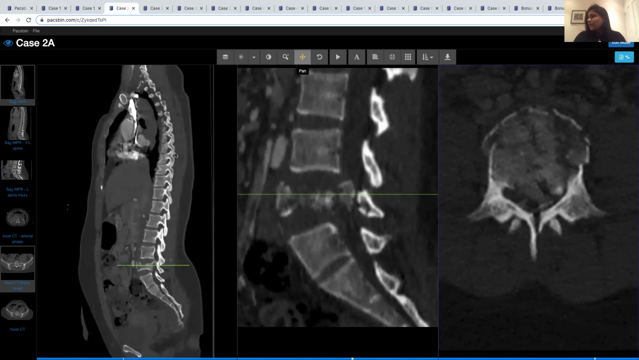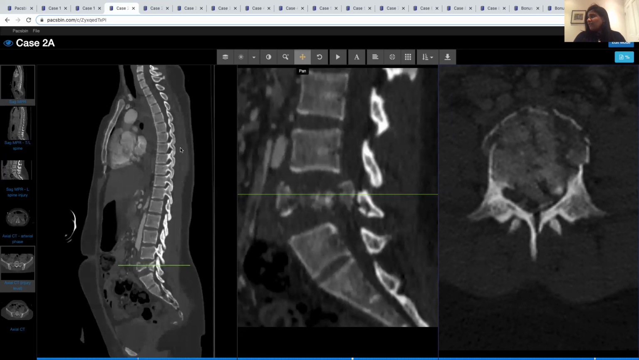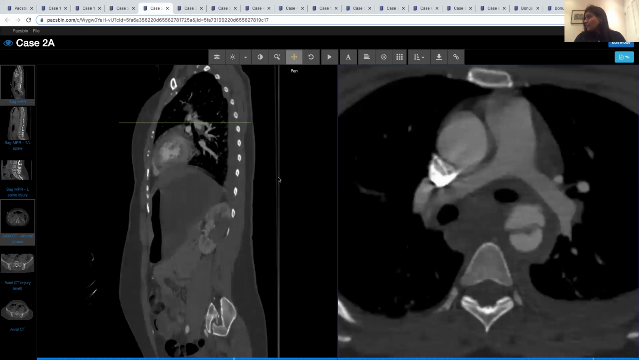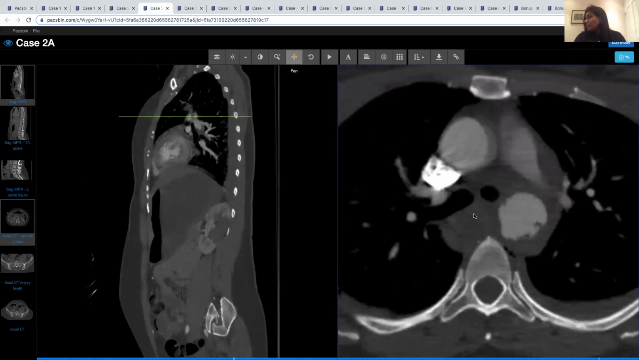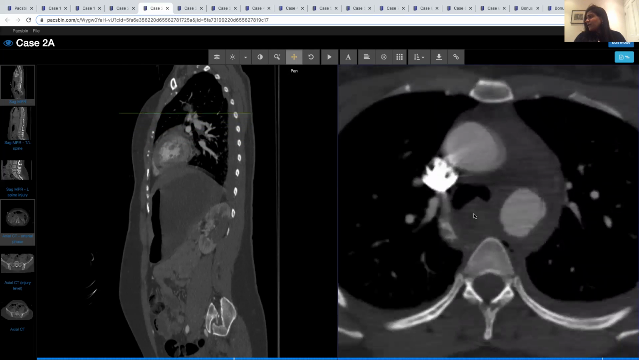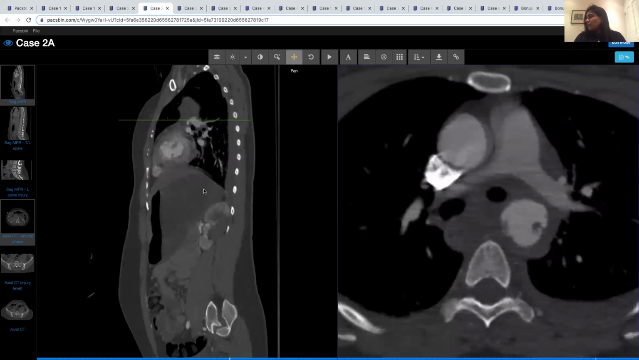And also, importantly, one of the key findings here not to miss is that they have an aortic transection. So marked mediastinal hematoma, probably better seen on this. You can see they have lots of mediastinal hematoma and that focal aortic transection at that level. And the more you look, the more you see. You can see there's devascularization in part of the left kidney as well.